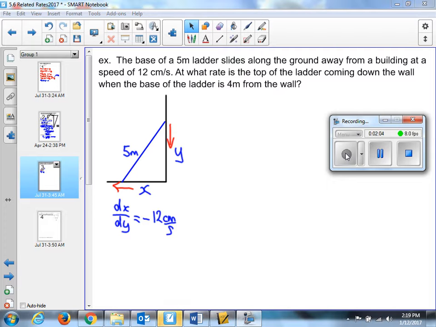Oh, so thank you. It isn't. Thank you, because I was talking and I forgot what I was doing. Thank you very much. dx by dt. What are we looking for? The rate at the top of the ladder coming down the wall is the dy, yeah.